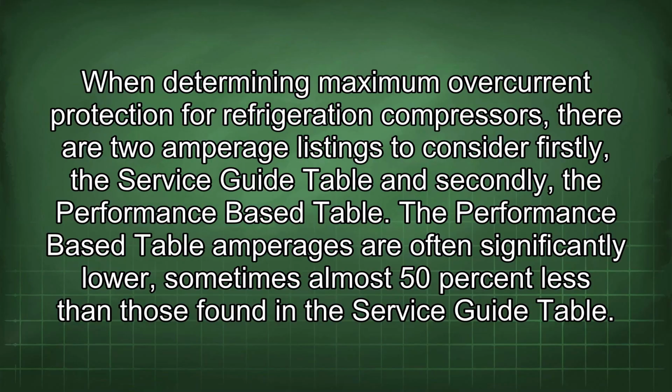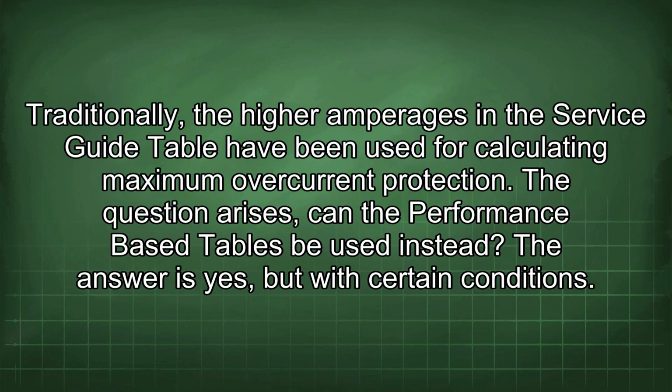When determining maximum overcurrent protection for refrigeration compressors, there are two amperage listings to consider: firstly, the service guide table, and secondly, the performance base table. The performance base table amperages are often significantly lower, sometimes almost 50% less than those found in the service guide table. Traditionally, the higher amperages in the service guide table have been used for calculating maximum overcurrent protection. The question arises, can the performance-based tables be used instead?